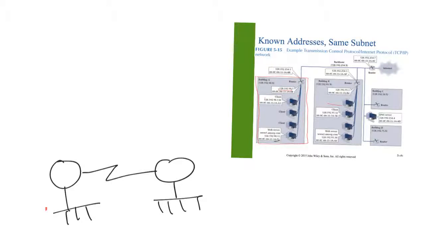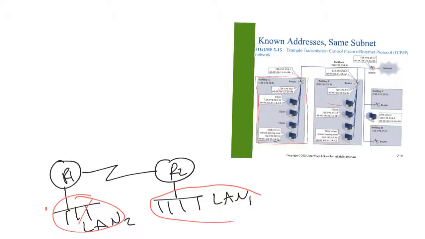To illustrate with an example, I have router 1, router 2, and I'm looking at LAN 1 and LAN 2. How many different sets of IP addresses do I need? In other words, how many local area networks do you see? If your answer is 2, that is incorrect, because this will be considered one local area network, this a second local area network, and this a third local area network.